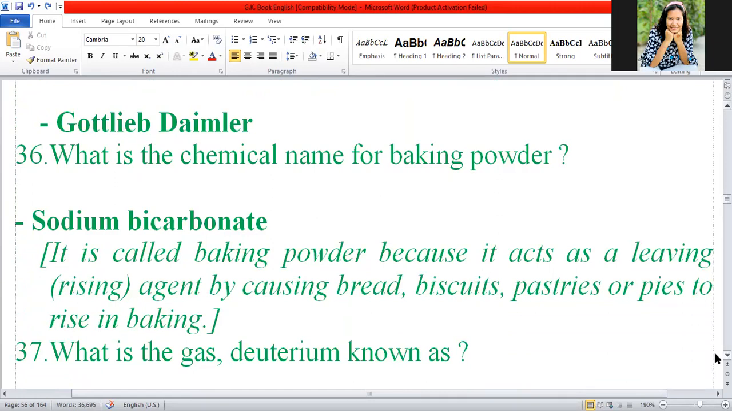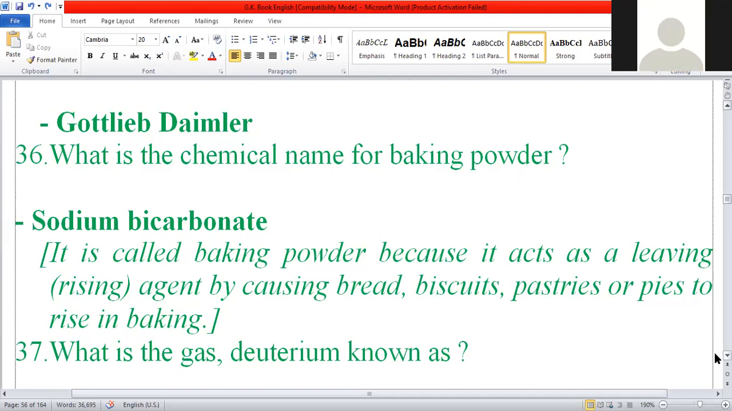It is called baking powder because it acts as a leavening, a rising agent, by causing bread, biscuits, pastries or peas to rise in baking. So the right answer is sodium bicarbonate. Question number 37 ma raheko cha: what is the gas Deuterium known as? Heavy hydrogen. Anis, this question goes to you.